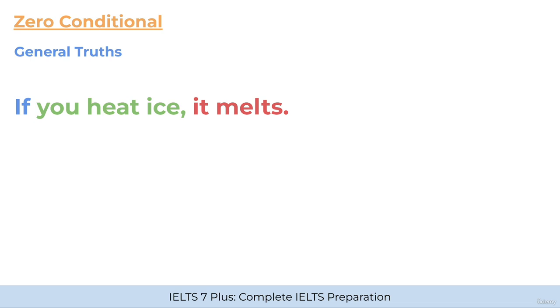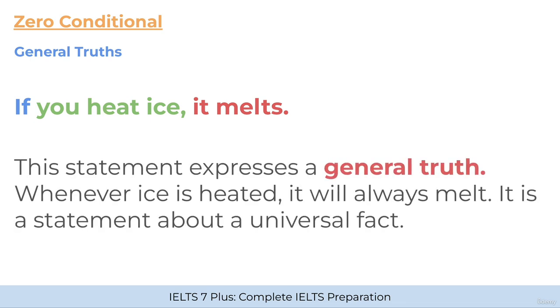So general truths then, let's focus on this. Things that are true. If you heat ice, it melts. So whenever ice is heated, it will always melt. This is a known truth, universal fact, science if you like as well. So something that is just always true. And you can see that present simple is there in the first if clause and in the subordinate clause as well, the it melts dependent clause. So it's quite easy to spot the zero conditional. We're just looking for that present simple with that if.